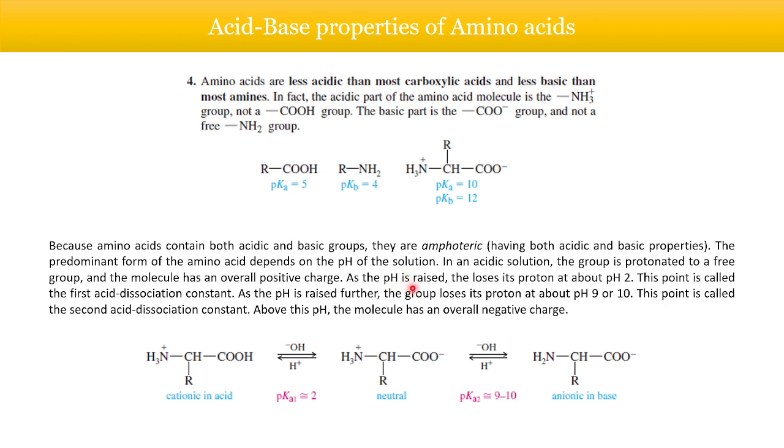So we see that as the pH is raised, it loses the proton, and this is the first dissociation constant. On raising it further, the group loses a proton at about 9 or 10, and this is the second acid dissociation constant, and the molecule gains an overall negative charge.